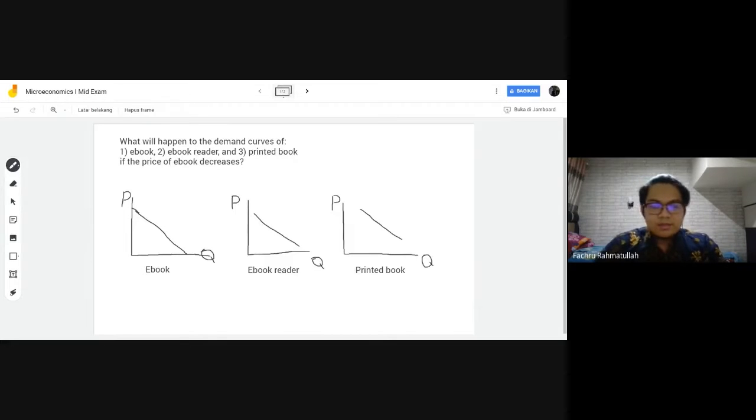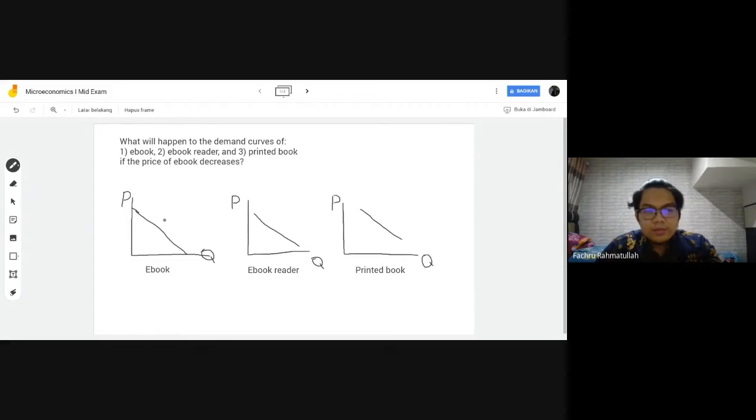So guys, this is the first question that has been given to me. The first question is all about curves with regard to demand and supply. Firstly, in the A section we have ebook, ebook reader, and the third, printed book. And the question is, if the price of ebook decreases. It means that on this curve, the price will be decreasing.